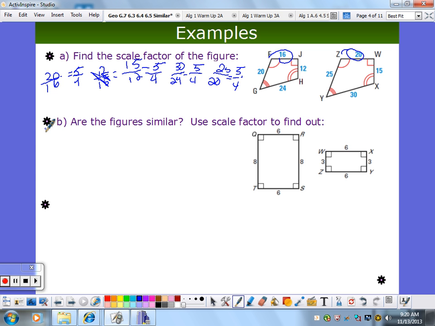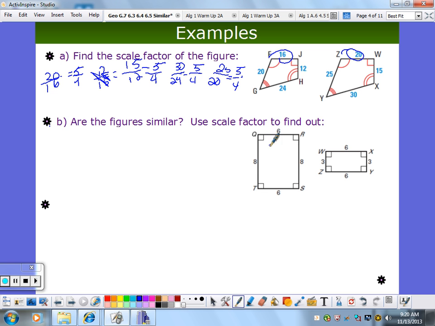Are these figures similar? Well, how can I tell? First, let's look at the angles. Are the angles congruent? Yes, everybody's got right angles. That's good. And now I have to figure out if the sides are in proportion. Now, we have to be a little bit careful here, because are they in the same configuration here, or is somebody rotated?